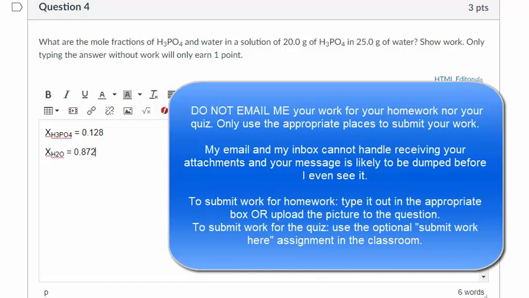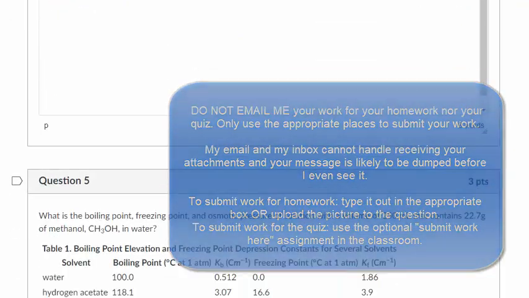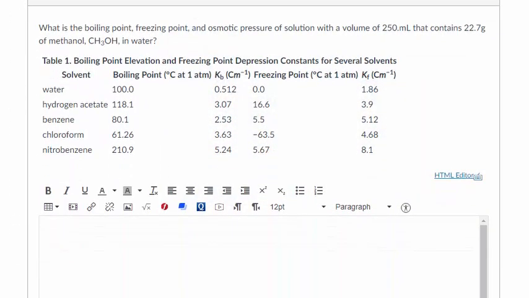Be clear about what it is you're reporting. If you just report this and never send me your work, you're only going to get 1 point. If you send me your work after the fact, your handwritten work, that's okay, and I'll show you how to do that. If you want to type in all of your work, I suggest you type in your work after you have answered all of the questions. So let's move on to number 5.